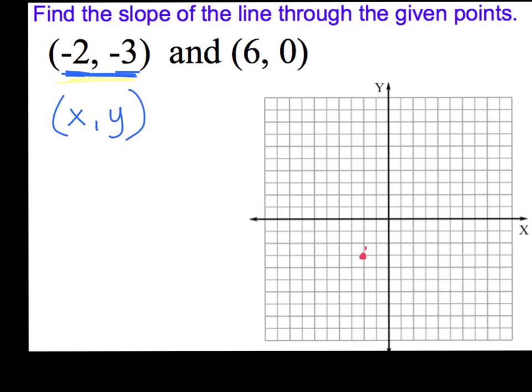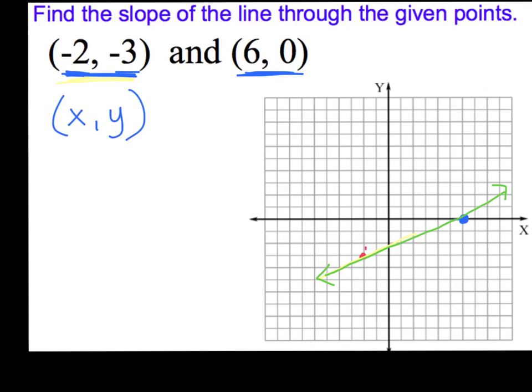The second point is over 6, up 0, right? I'm going to go over 1, 2, 3, 4, 5, 6. That's my x. My y is 0. So I'm going to put that point there. Okay, so I just gave you 2 points. Now I'm going to draw a line between those 2 points. I'm going to grab a darker color.